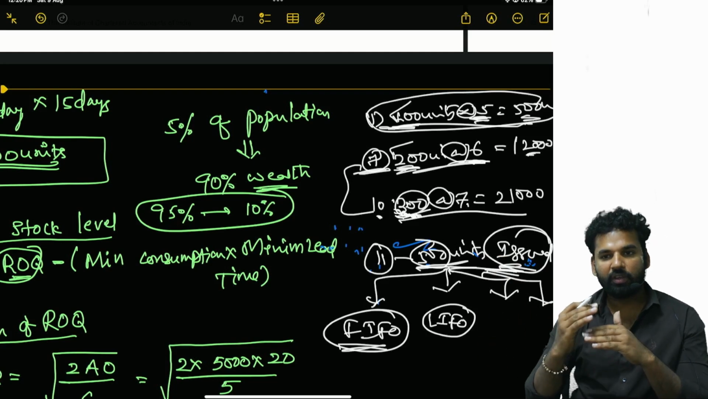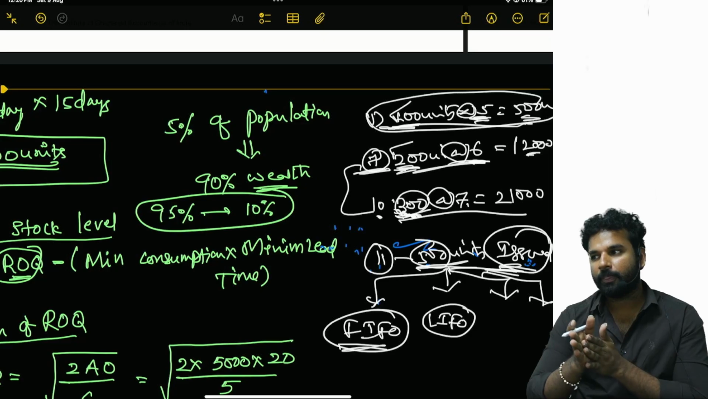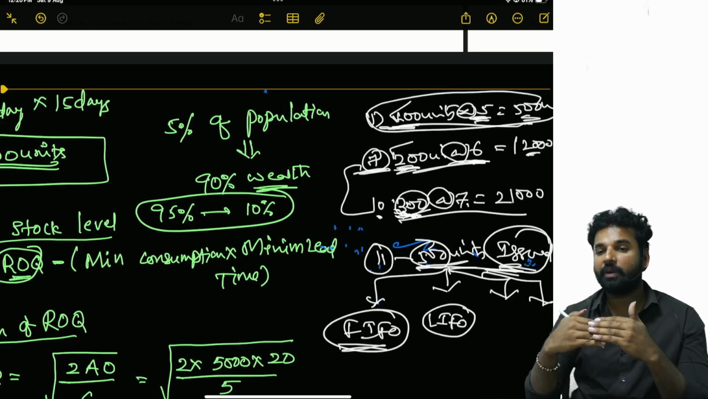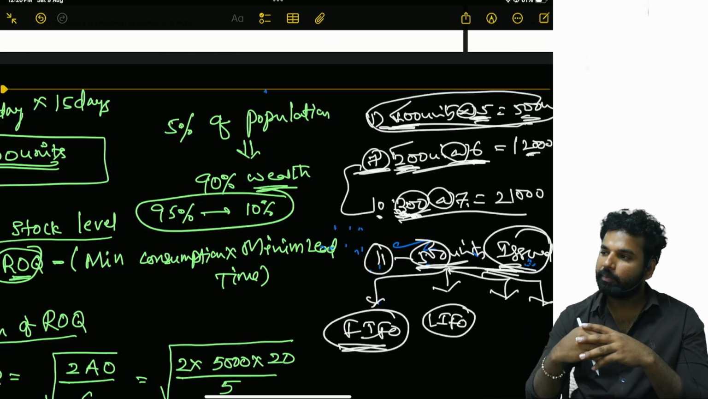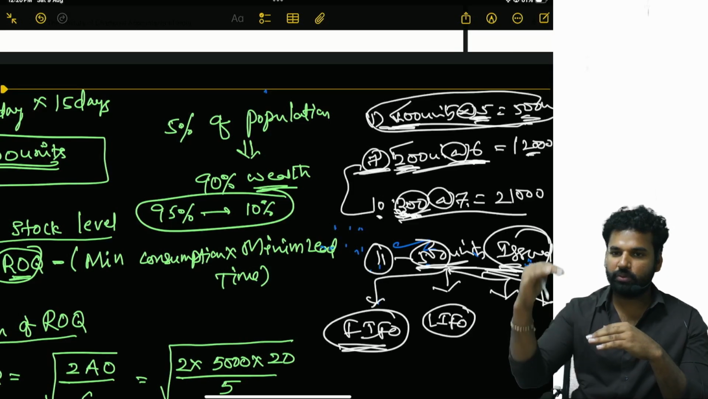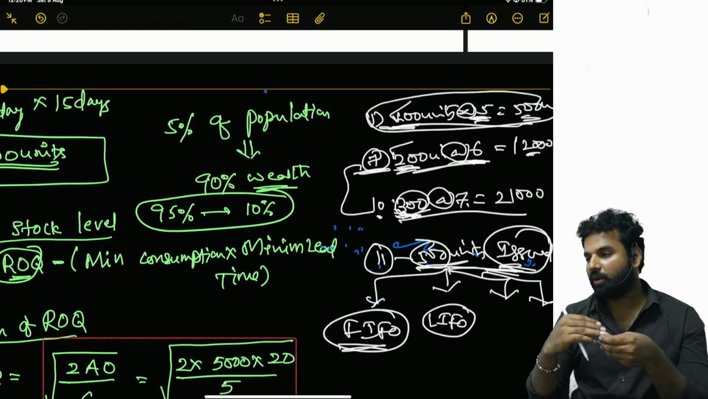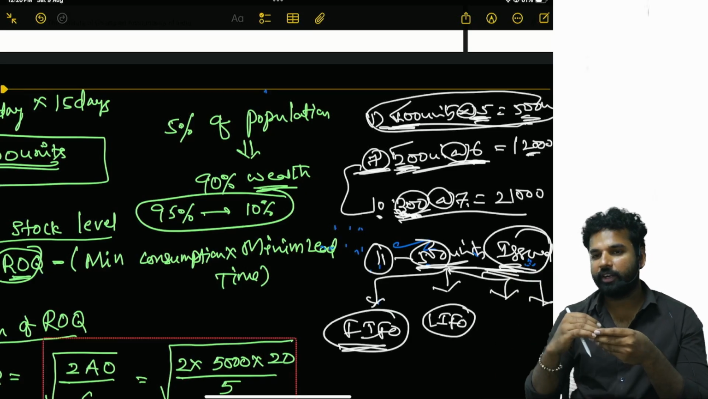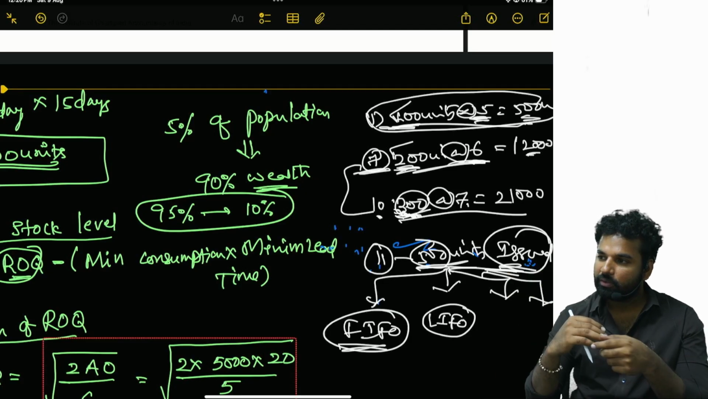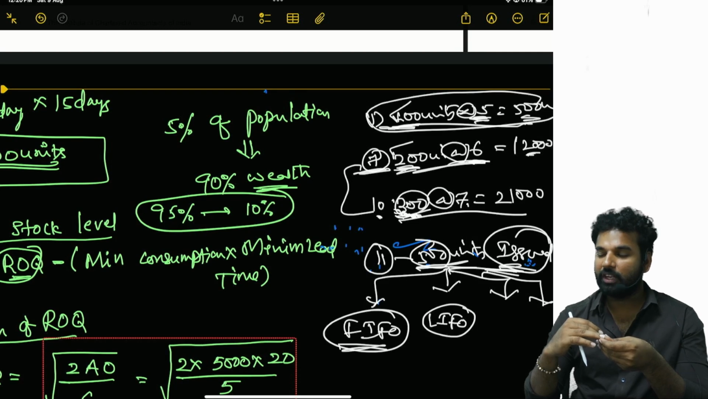Whenever you go for FIFO, you will be giving the lower price material first. That means your material cost will show as lower, and as a result your profit will be higher, inflated. If you use LIFO, when the prices are rising, your cost will be higher, and as a result in the P&L your profits will be lower. That will be the advantage or the disadvantage.